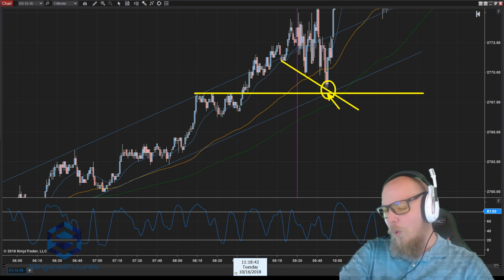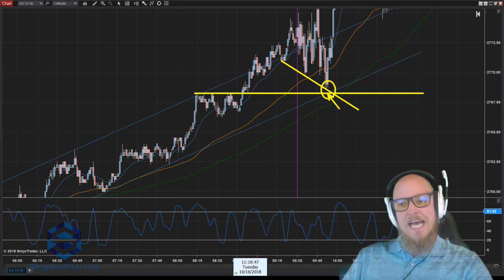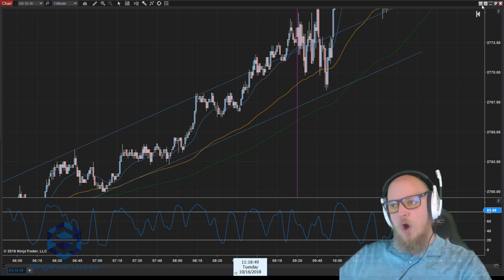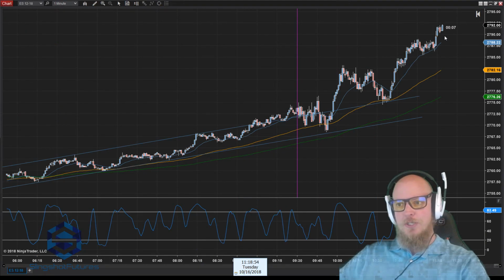Now, in this case, it didn't quite tap it. It missed the physical test by a few ticks, but you get the idea. That's what you're looking for. If you're looking for a strong zone of interest, that's what you want to find. You want to find the big levels that could potentially give you something to work with later on down the road.